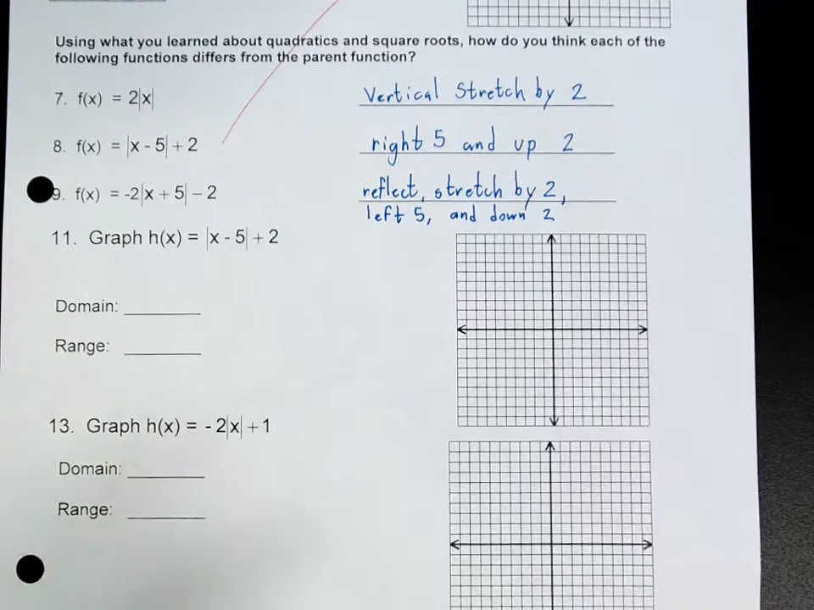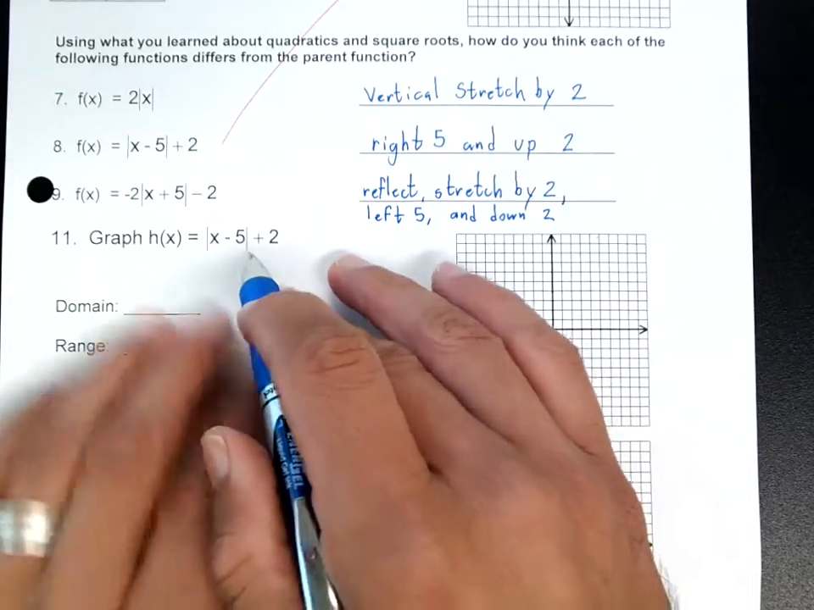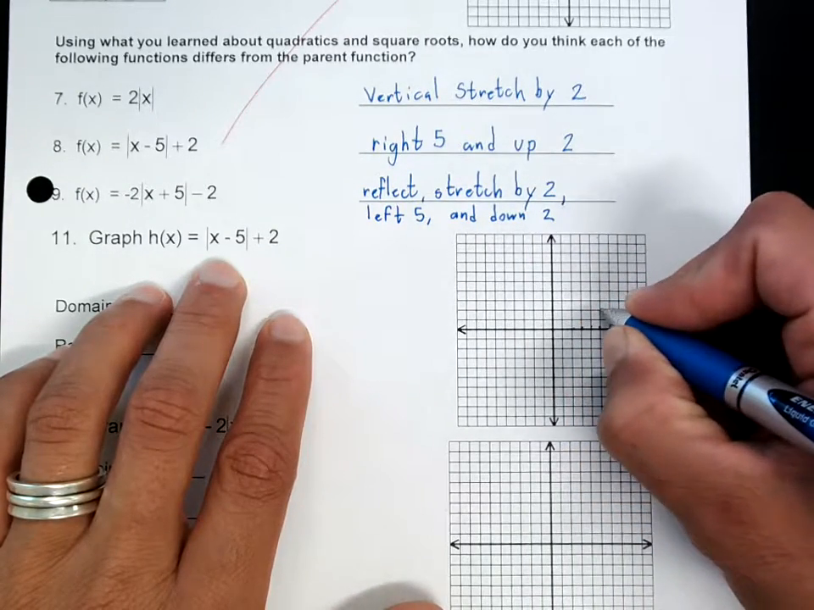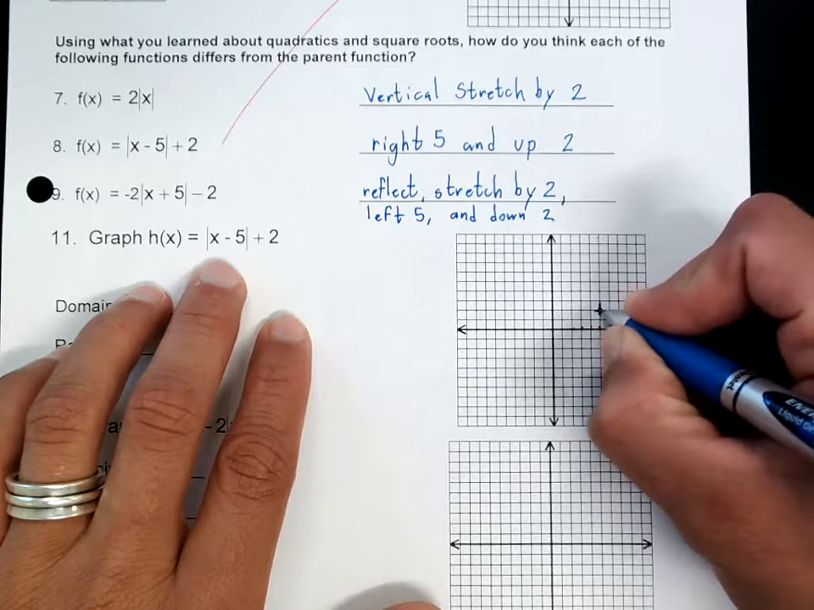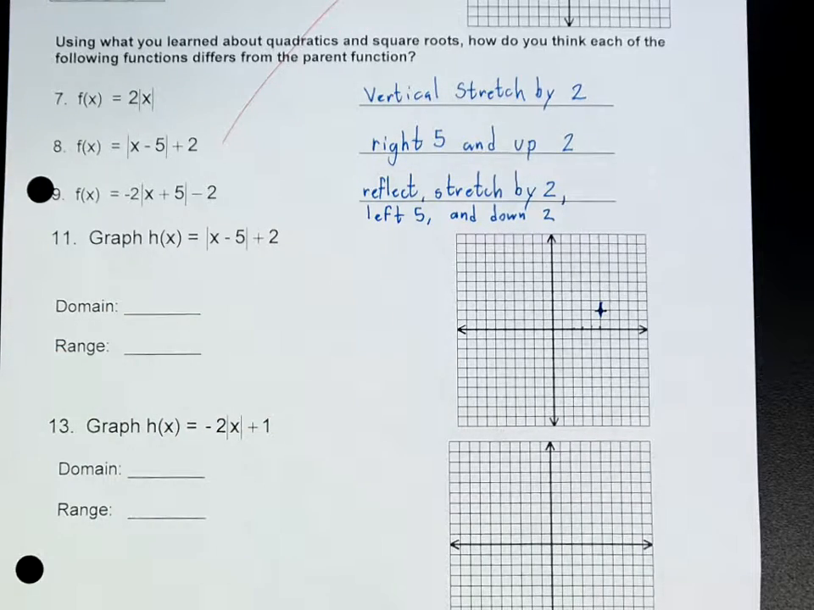Alright, on this one, they're asking us to graph number 11, the absolute value of x minus 5, plus 2, which is almost something I already did, but let's do it again. So on this one, we're going to go to the right 5, so 1, 2, 3, 4, 5, and up 2. This one's not too complicated. You know it's going to look like a V, it's not that big of a deal.